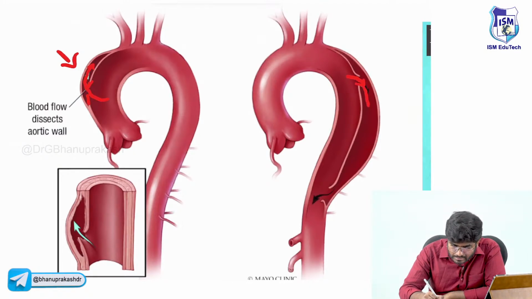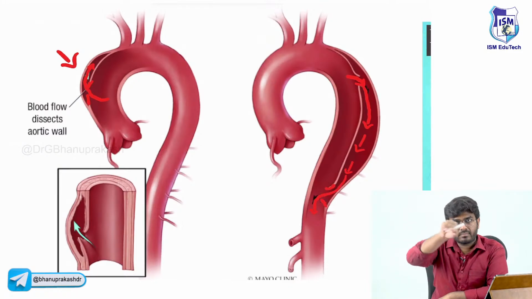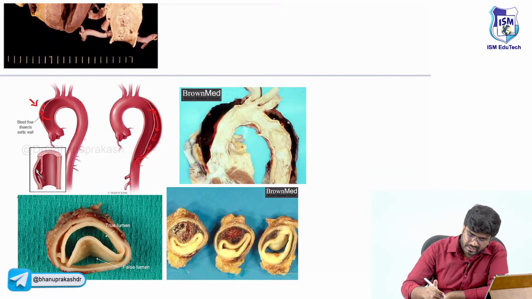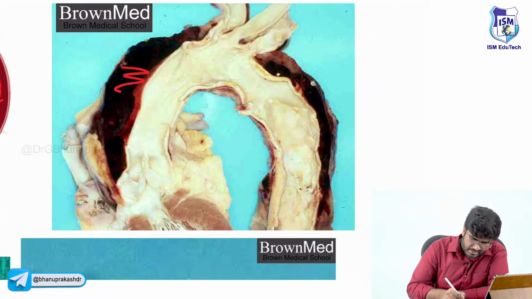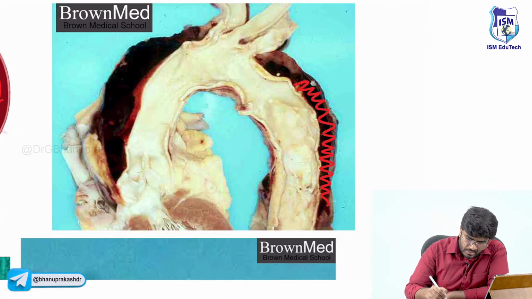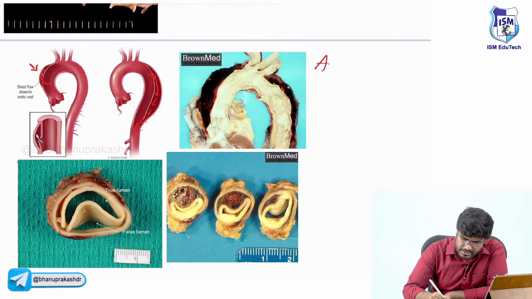The blood is entering. Now where is the blood flowing? The blood is flowing through the vessel wall, and this blood is again coming back into the lumen. Again there is one more damage here, and again the blood is coming back. So this is what? This is aortic dissection. Here this is the real gross image. You can see the blood is in the wall. Okay, done. Now what you need to know for your exam? Aortic dissection.